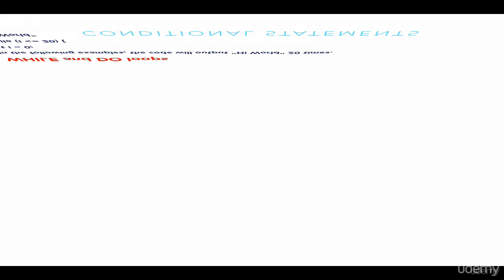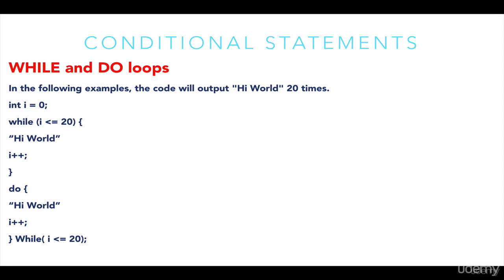So let me give you an example. Now, as you can see in the following examples, the code will output the HighWorld text 20 times. So first, I have declared and initialized a variable here. The data type of my variable is int or integer. The name of my variable is I, and I have assigned the value 0 to my variable.